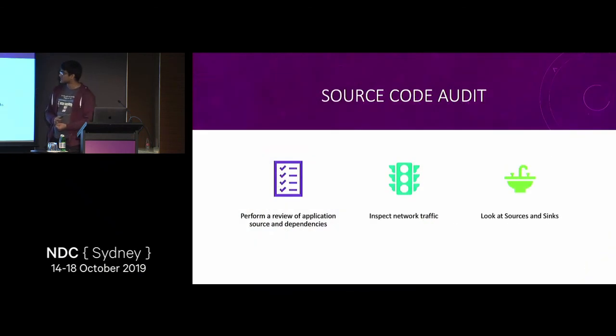In the enterprise space, you can also perform a source code audit. It's a bit more expensive, but it works out really well. You can map the whole application tree. You can also do a proper pen test and inspect network traffic to hopefully not reach out and start mining Bitcoin and send it to some other server. Also look at sources and sinks. Look at where the data in your application is coming from and where it's going.